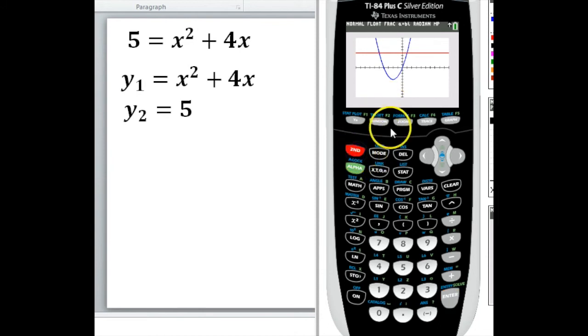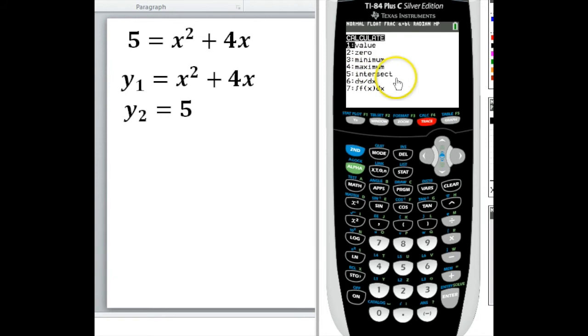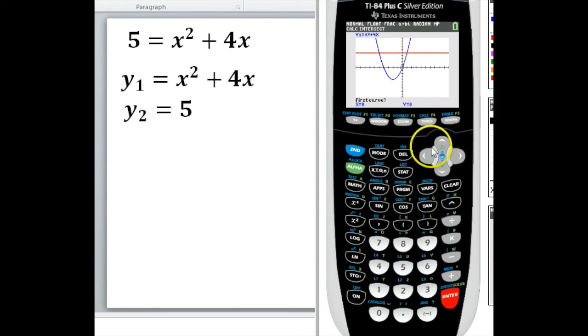Okay, so we've used these functions before, our second trace function, but that's what we're going to use again. We go to second trace. This time I'm not looking for a value or minimum or maximum. I'm looking for the intersect, option number 5. So I'll scroll down for number 5 and I'll hit enter. And you'll see my cursor is right here blinking. It does not matter which side that you start with. So I'll go over here. I'm just going to start on the left hand side.